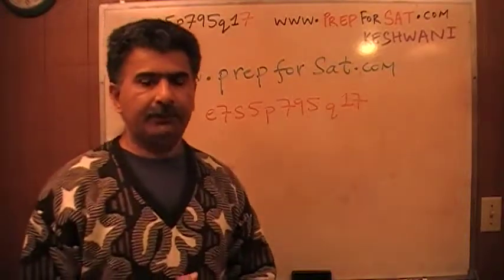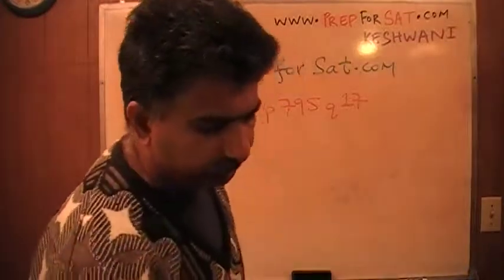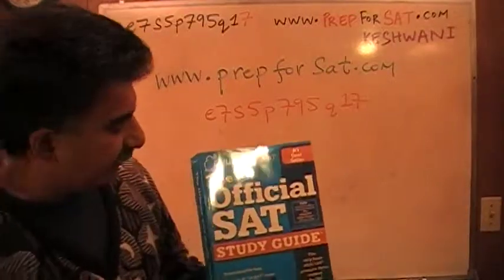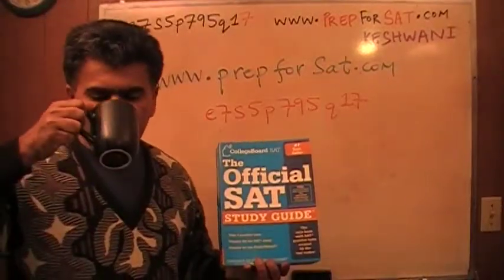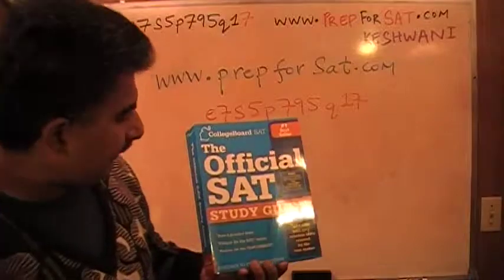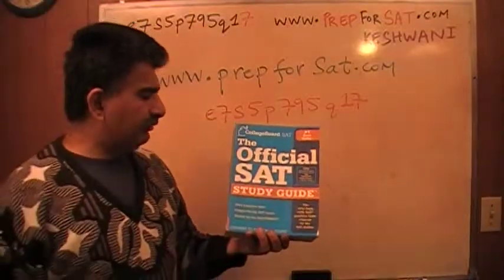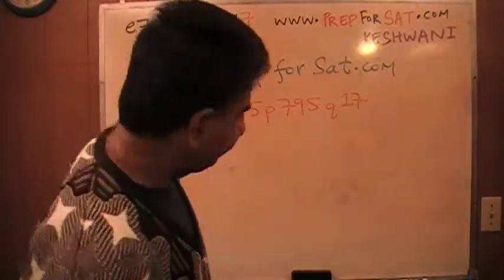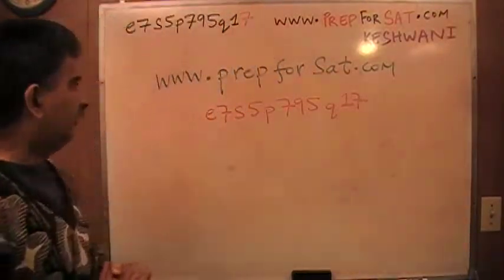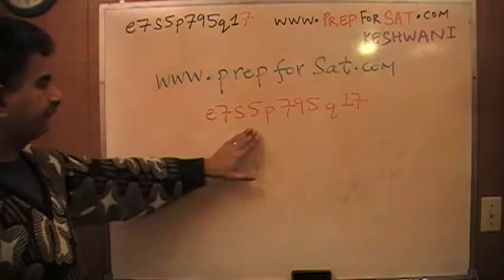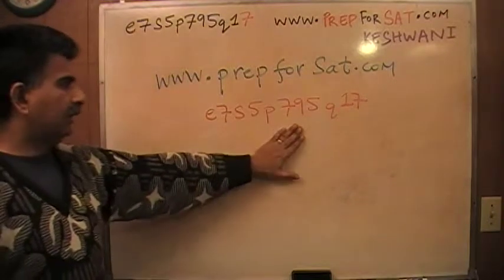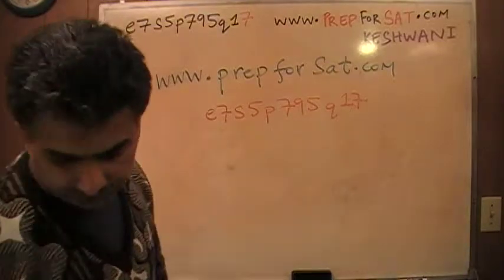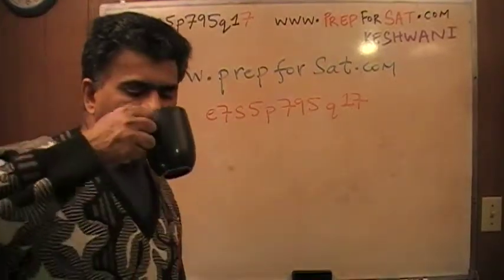I'm located in Connecticut. I've been putting clips of solutions to math problems that are to be found in this book, the official SAT study guide. There are 8 exams in this book. The problem that I'm about to solve appears in exam number 7, section number 5, page number 795, question number 17. Let's get going, see what it has to say.